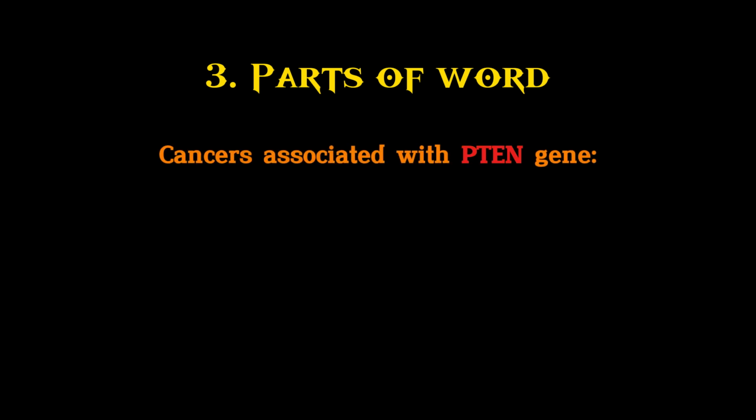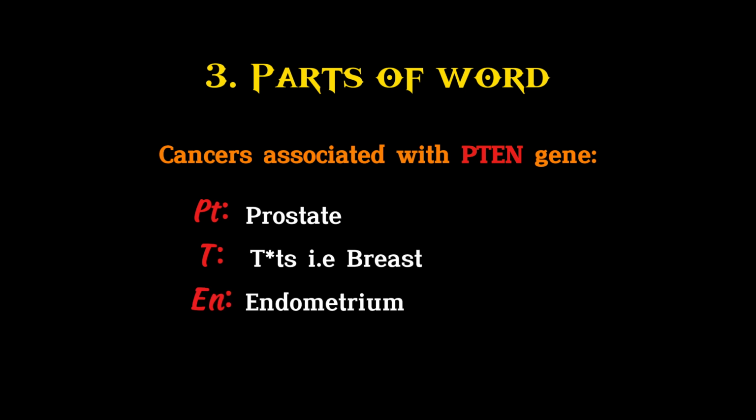The third method of creating a mnemonic is using more than one letter of the word to be remembered. For example, to remember the cancers associated with the PTEN gene, use more than one letter of the organs. PT represents prostate, T for tits, that is, breast, and the N for endometrium.